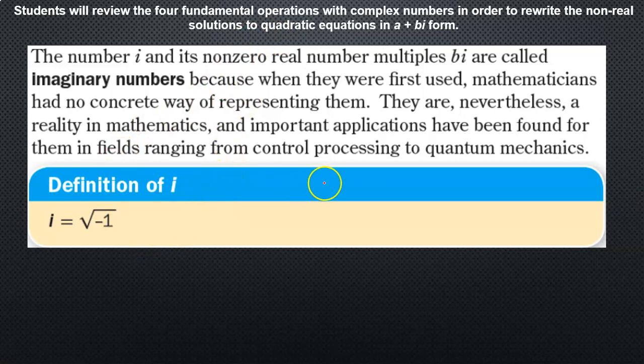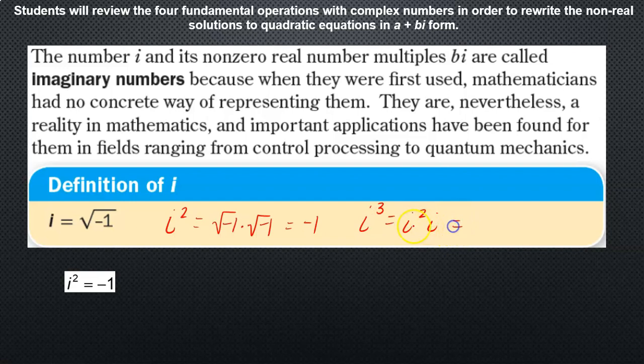Okay, so we have some simple things that follow from that. For instance, if I is the square root of -1, then what's I squared? Well, I squared is the square root of -1 times the square root of -1, which is -1. So then what happens if we want to do I cubed? Well, I cubed is I squared times I. So I squared is -1 times I. So I cubed is -I.